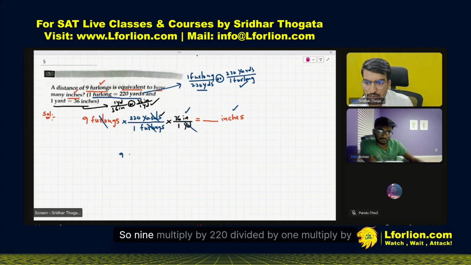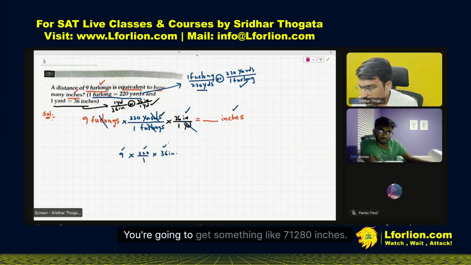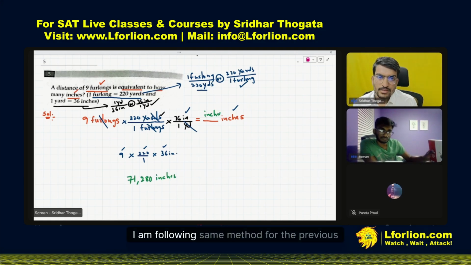So 9 multiplied by 220 divided by 1 multiplied by 36 inches. Which means just multiply all three of them: 9 into 220 into 36. You're going to get something like 71,280 inches. 71,280 inches.